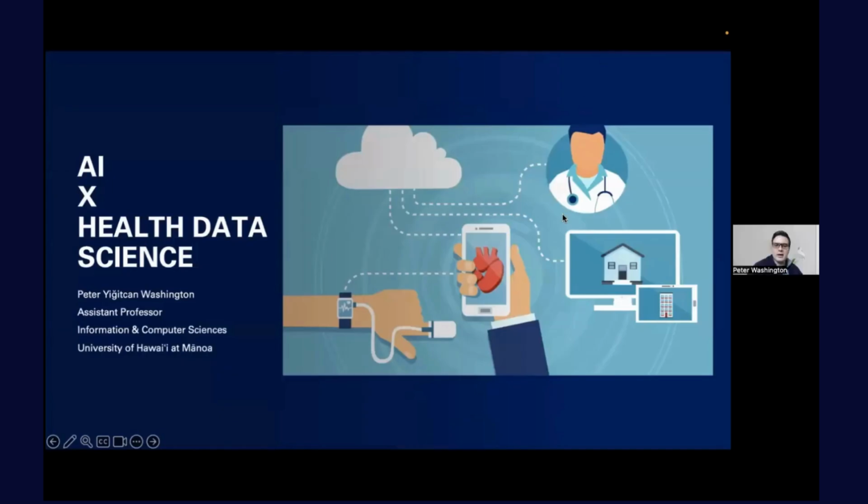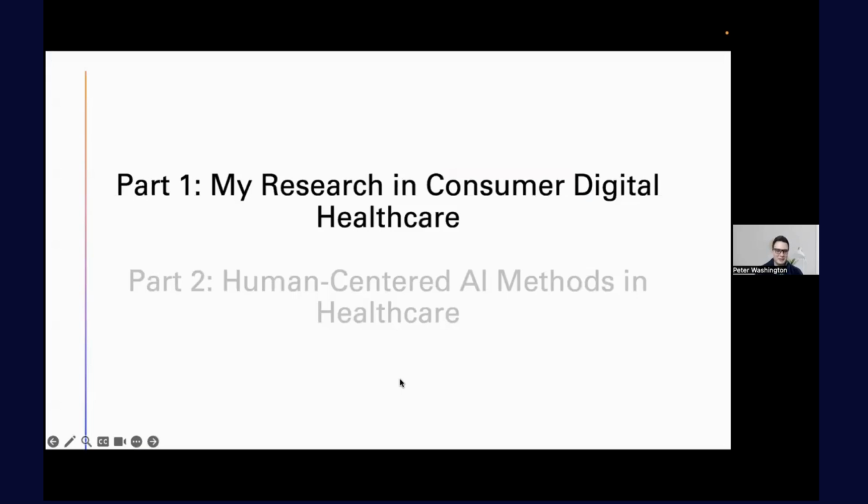Today I'm going to talk about the intersection of AI and health data science, which will be divided into two parts. And I'll try to keep it a little interactive as well. Not too interactive, but there'll be some interactive components.